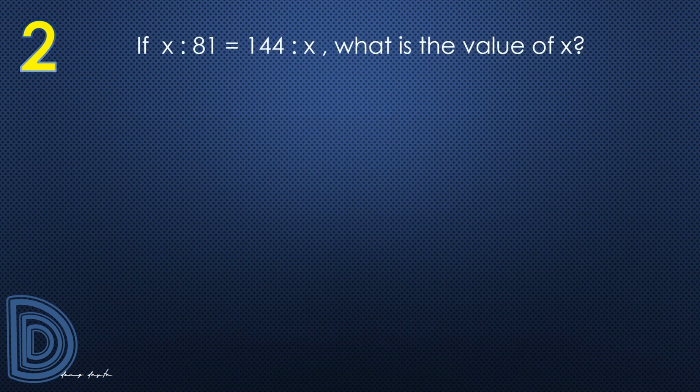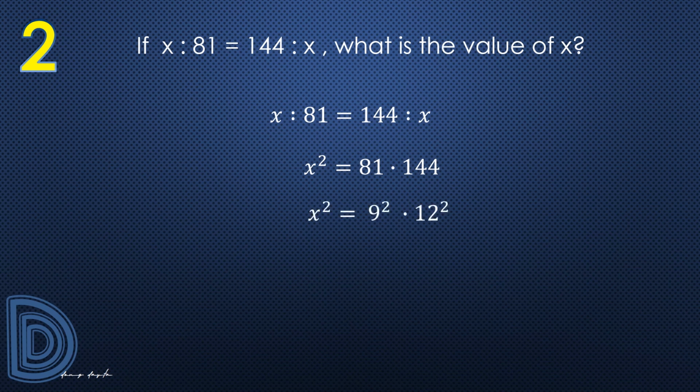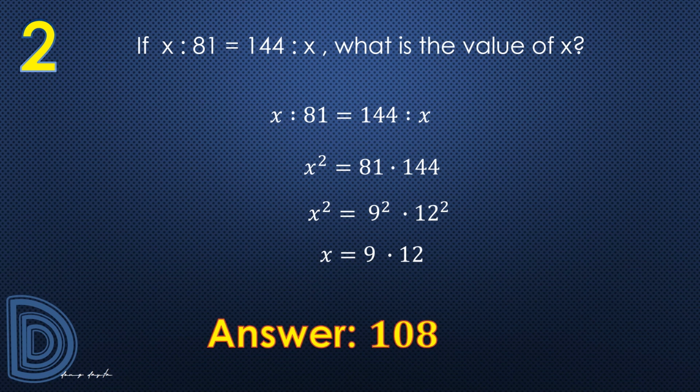Question number 2, we have a proportion x to 81 equals 144 to x. Applying the cross product property of proportion, we multiply the means equal to the product of the extremes, that is x squared equals 81 times 144. At this point, when we get the square root of both sides, do not multiply 81 and 144, because 81 can be written as 9 squared and 144 can be written as 12 squared. So when we get the square root of both sides, the square root of 9 squared is 9 and the square root of 12 squared is 12. Therefore, we can simply get the value of x as the product of 9 and 12. That is 108.